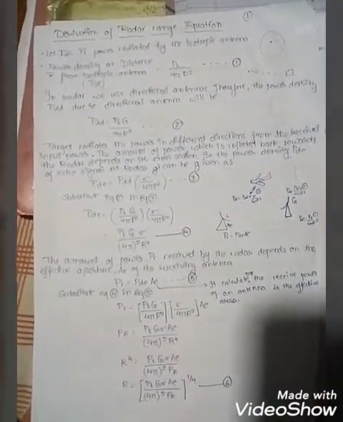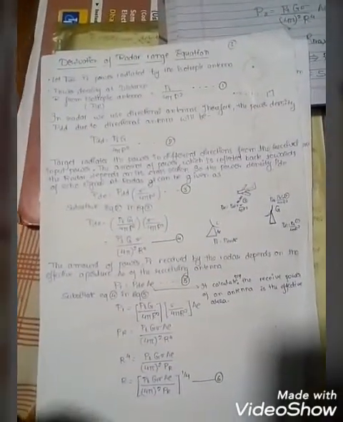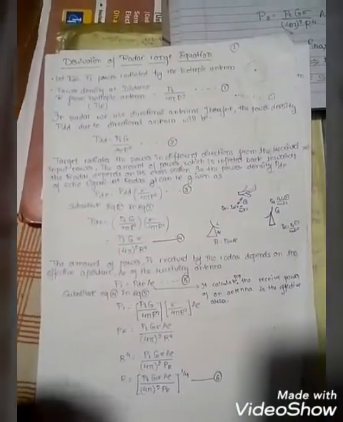Guys, here I am Isha Kushwaha and today I am going to explain the radar range equation. Before starting this derivation, let me quickly explain what two types of antenna we have. First is the isotropic antenna and second one is the directional antenna.